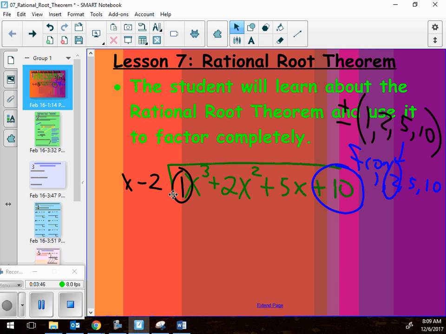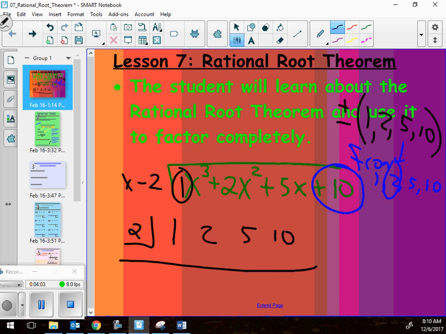I want you guys to try it. If I put a 2 here, notice I didn't put a negative 2, I put a 2. If I put a 2 here, then I would go 1, 2, 5, 10, draw the line, and hint, it's not going to work.